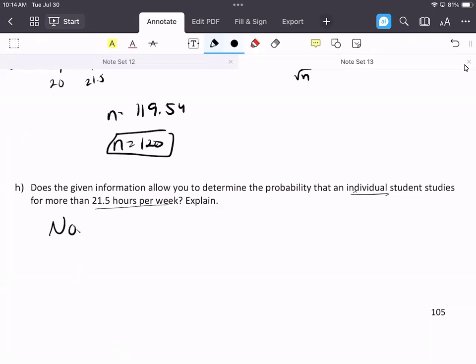Remember, we're using that central limit theorem for samples. It gives us that normal distribution of sample means. We're not looking at what happens with individual students in the population.